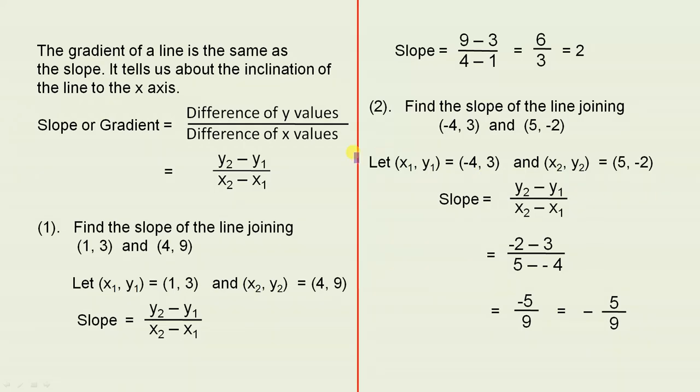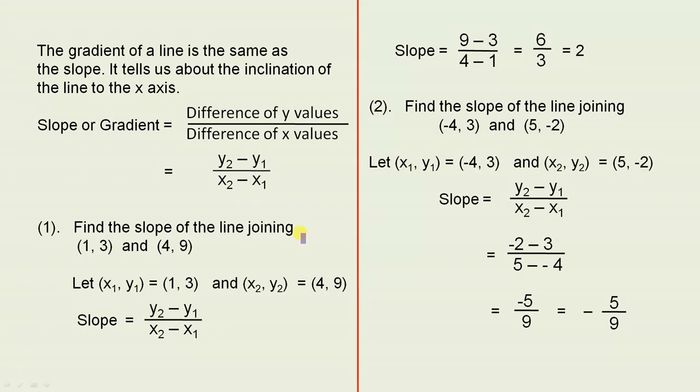So here's a simple formula for finding the slope or gradient of a straight line. The slope or gradient is the difference of the y values over the difference of the x values. So if you have 2 points, x1, y1 and x2, y2, the slope will be y2 minus y1 over x2 minus x1. Let's see how we use this formula in the following two examples.